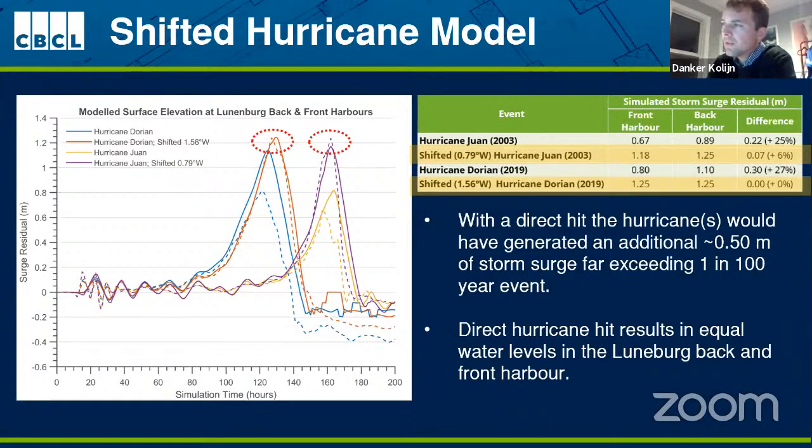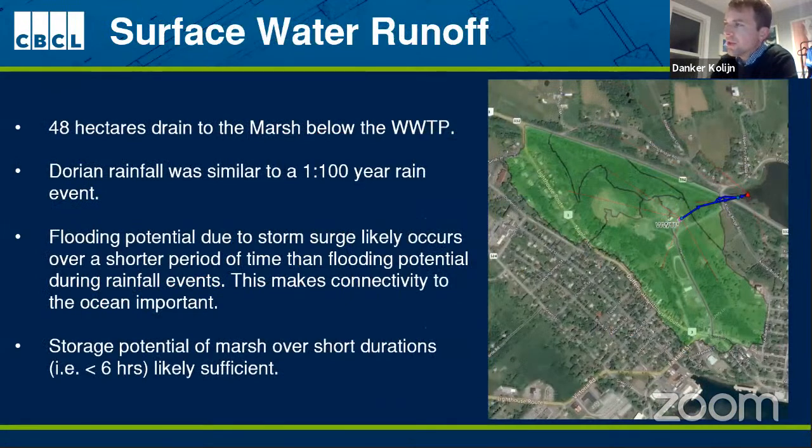We can't take for granted that there's always going to be a difference in the back harbor and the front harbor in terms of water levels. So we have to design for the worst case scenario, which is that there will be equal water levels in both the front harbor and the back harbor. So with that in mind, we also had to look at the situation on land, because of course, it isn't just the storm surge and the waves and the tides and the sea level rise. There's also the rain that comes with hurricanes.